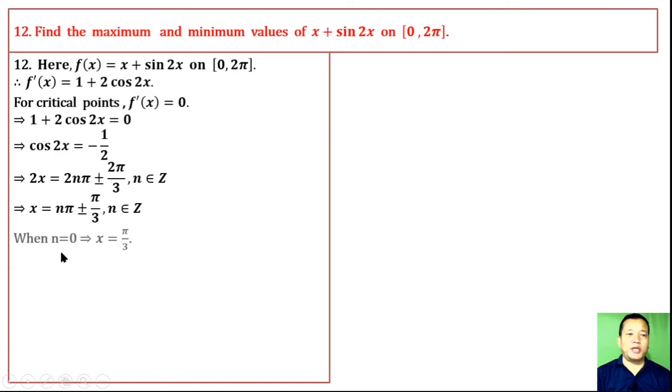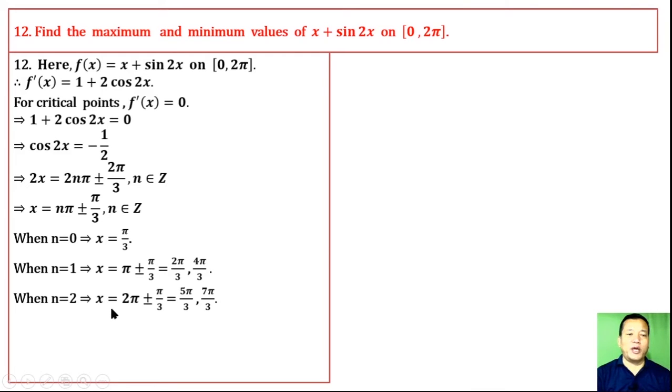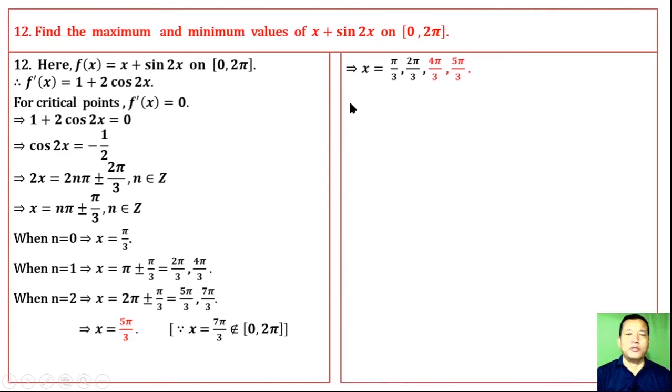N belongs to Z. When n is 0, x equal to pi by 3. When n is 1, x equal to twice pi by 3, 4 pi by 3. When n is 2, x equal to 5 pi by 3, 7 pi by 3. Implies x equal to 5 pi by 3, 7 pi by 3 do not lie in the closed interval 0 to twice pi. So x can take pi by 3, 2 pi by 3, 4 pi by 3, 5 pi by 3.